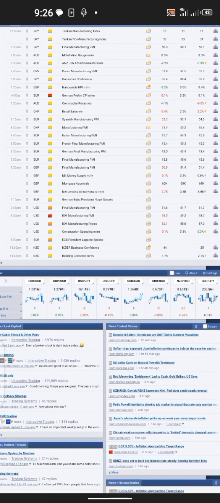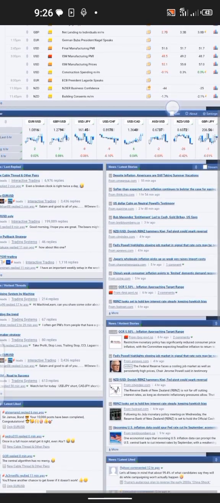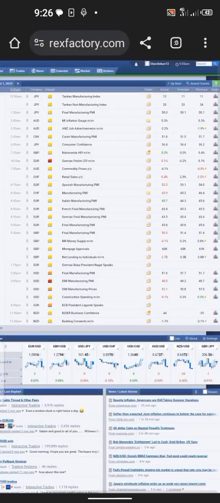Number 3 is quantitative easing, that's QE. QE is a policy where central banks buy government securities to increase the money supply and stimulate the economy. This can lead to currency depreciation due to the increased money supply. Number 4 is forward guidance. Central banks provide forward guidance to communicate future monetary policy intentions. Clear, consistent guidance can stabilize markets, while uncertainty can lead to volatility in currency prices.